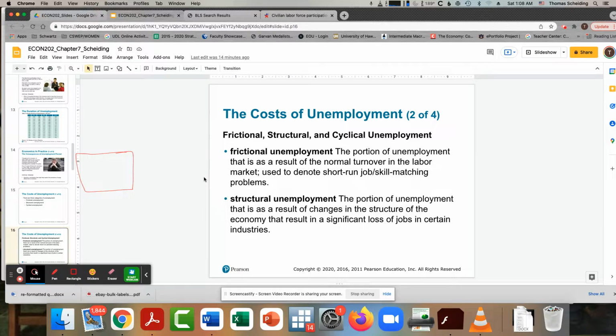The government, generally speaking, isn't going to get too concerned about frictional unemployment. It's just a natural friction in the labor force.